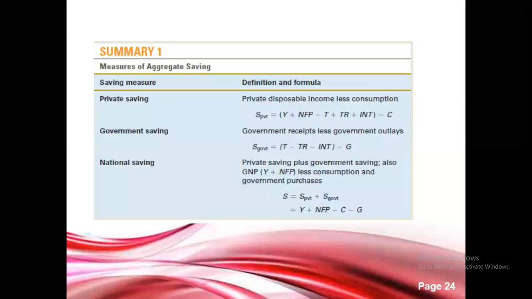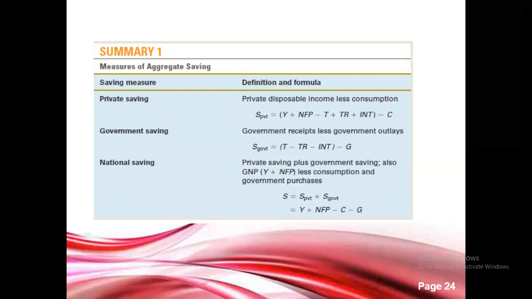Saving. The national saving rate of an economic unit is its saving divided by its income. Right now we will discuss three important measures of saving, like private saving, government saving, and national saving, which is summarized in this table. First, we will discuss private saving, which is private disposable income minus the consumption. We have derived this equation before, which shows the value of private disposable income.